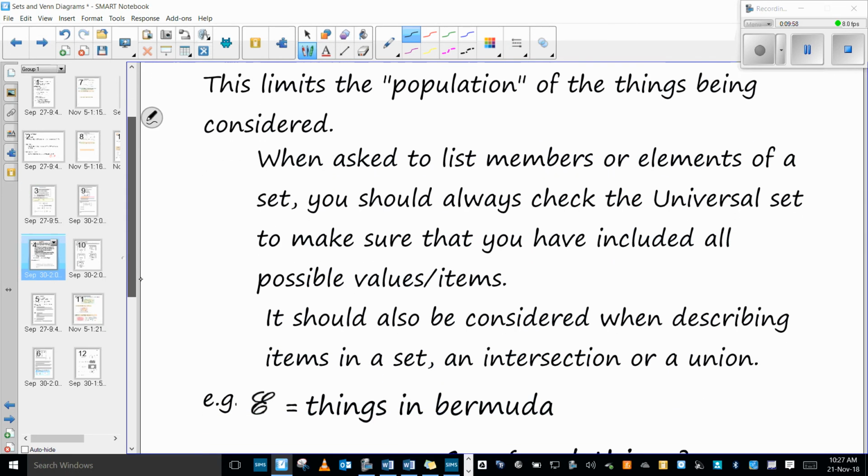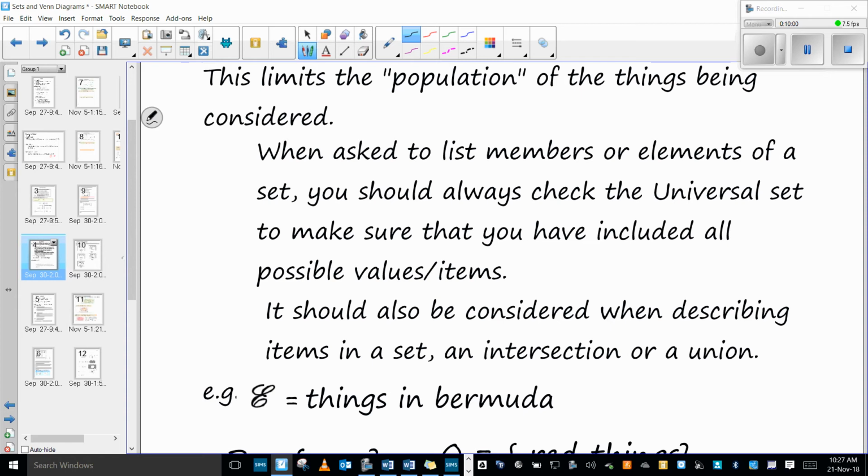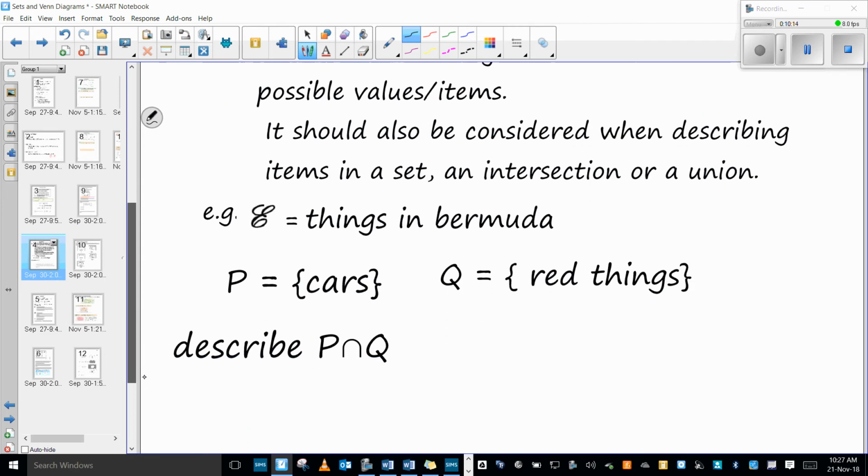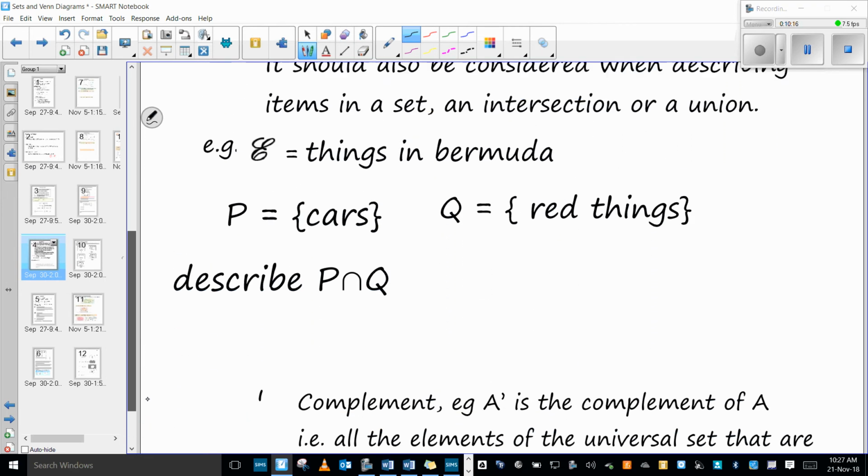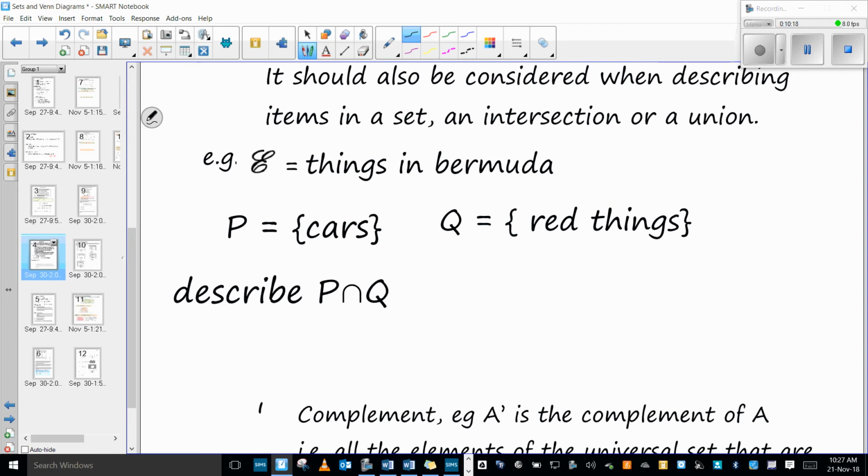defines our population. So when asked to list members or elements of a set, you should also always check the universal set to make sure you've included all the possible values or items. It should also be considered when describing items in a set, an intersection or a union. Oh, now, I'm starting to talk about this, and I haven't talked about intersection or union yet. That's going to be hard. I'll come back to this in a second.